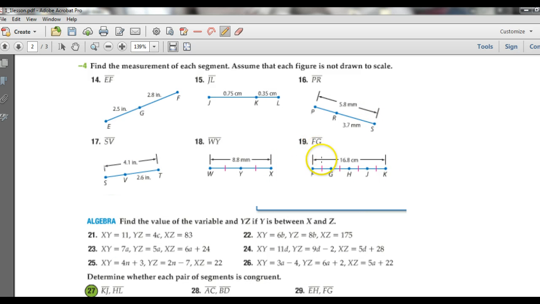On number 19, we want to find the length of FG. We notice that FG, GH, HJ, and JK all have the same length. So we have 4 segments with the same length. That's what this mark means. So we want to find FG 16.8 and divide that by 4.